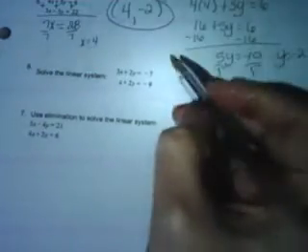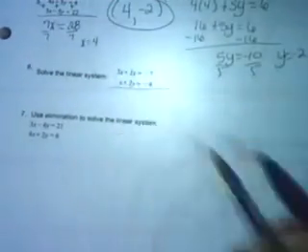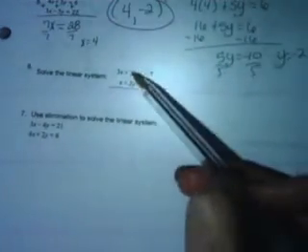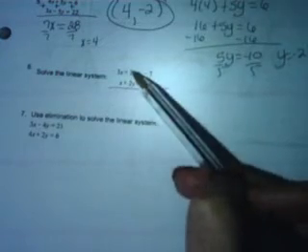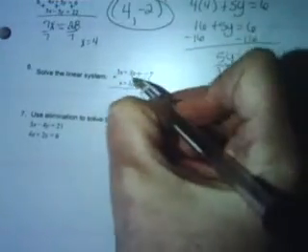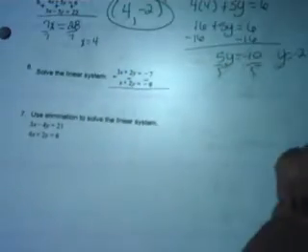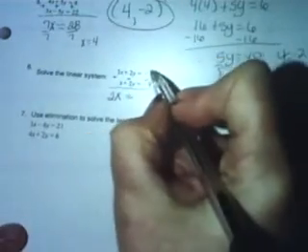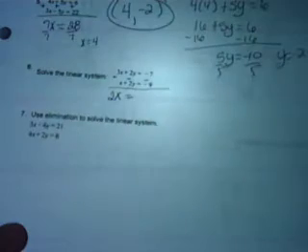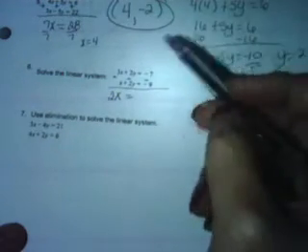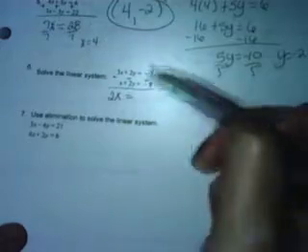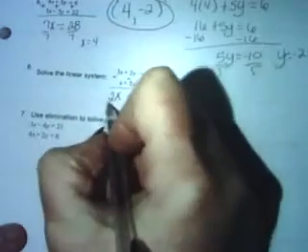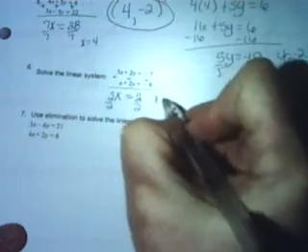Number 6, solve the system. Y'all want to use elimination again? Are your x's and y's lined up? Yes. Am I going to add or subtract those? Subtract. 2 minus 2 doesn't give me 0, so subtract. 3x minus x is 2x. Y's cancel out. -7 minus -9 does give me 2. Divide by 2 on each side, so x equals 1.